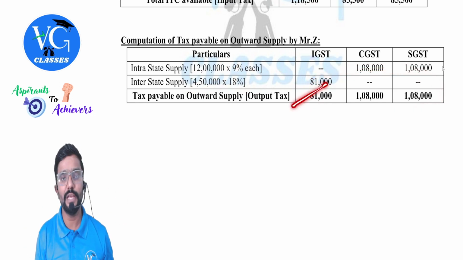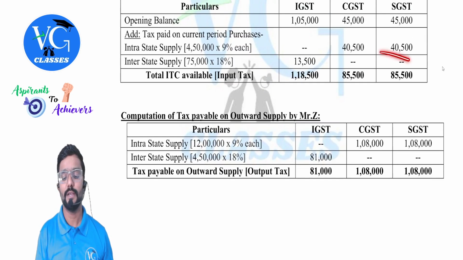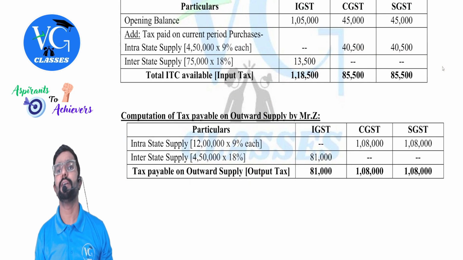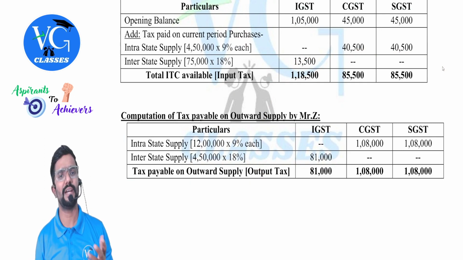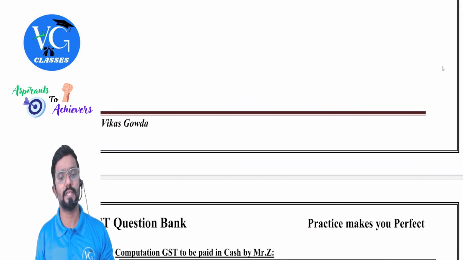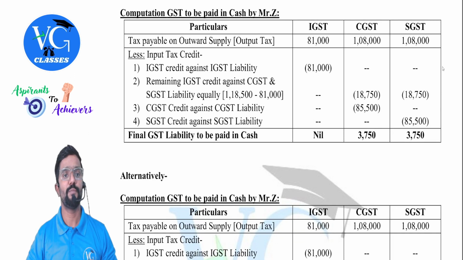Sir, should I pay this fully? Sorry, not me, Mr. Z. Should Mr. Z pay this fully? No, no, no. Why, sir? Because he has credits. Now, can he simply adjust the credit however he wants? No. There is an order of adjusting the credit. That is the important part. Any student will do the earlier parts. What is more important is the third part now. This is the most important thing.